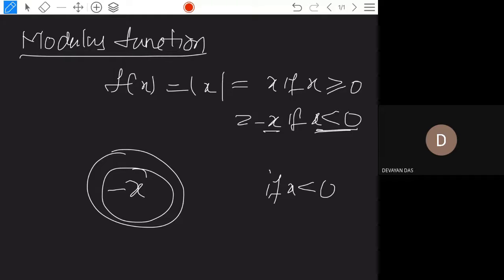Most of the students will get confused: sir, modulus x should not be negative, it should always be positive. It is positive only. Who said it is negative? It is not negative because x is negative. When x is negative, minus x is positive. Is it clear?